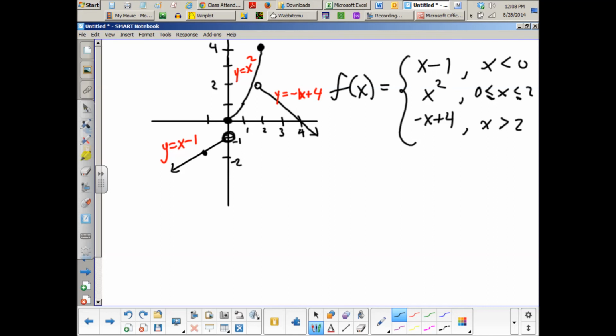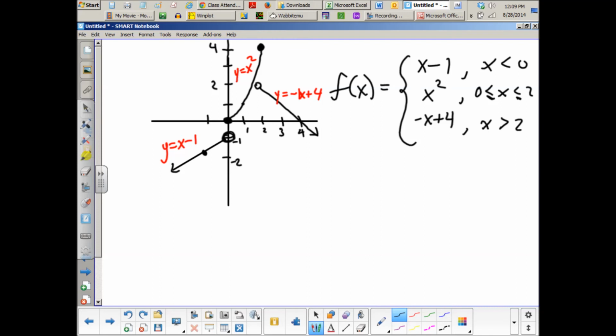Okay, so let's try it. Y equals x minus 1. Y equals x squared. Y equals negative x plus 4. That way you'll realize, oh, a line, a parabola, a line. If you were to graph this in your calculator, would you do three different functions, or would you put them all under one function?